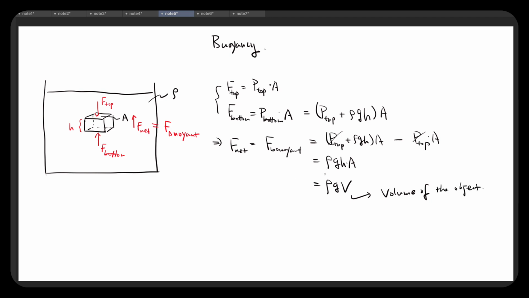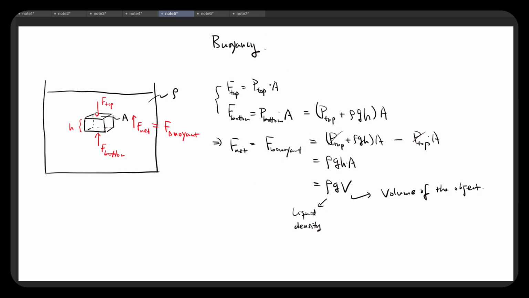So that's why the net upward force equals the liquid density. Remember, here it is the liquid density, not the density of the object. Then times the gravitational constant g, and then times the volume of the object. That gives us the buoyant force.